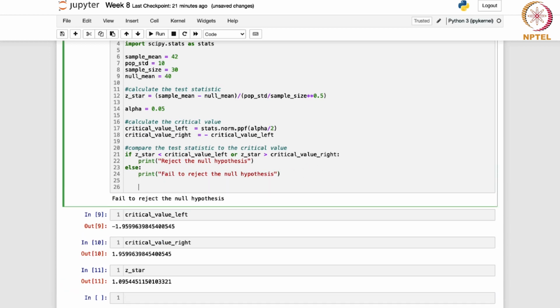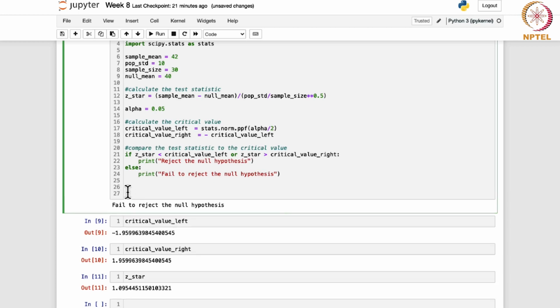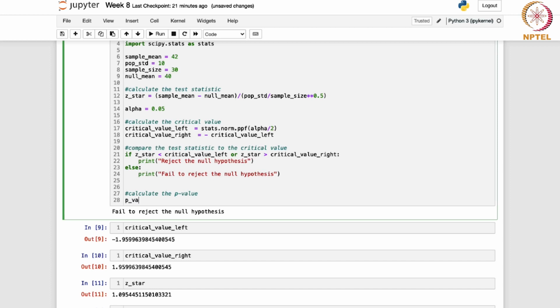Maybe I could write it over here only. What will happen? So first of all, you will calculate the p-value for the two-tail test. So let us use this. P-value is equal to twice of 1 minus stats.norm.cdf. You will consider the absolute value of the z star. Okay, so this will be your p-value.